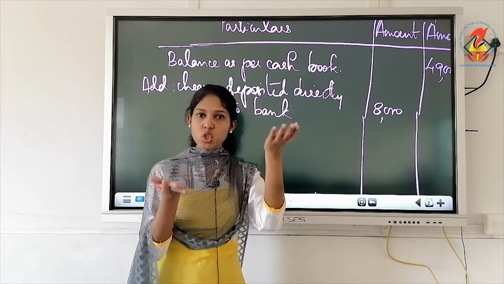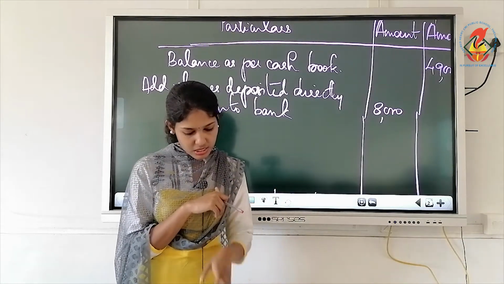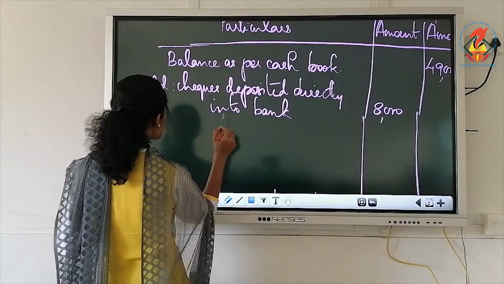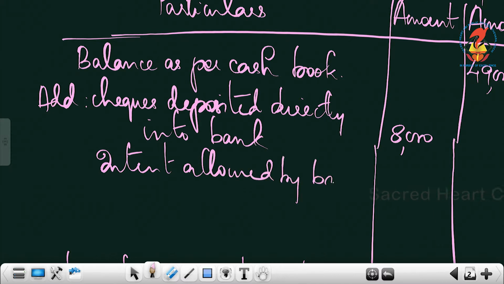There is no change in the cash book. So now we have to add it in the cash book. The amount is 500. So you can write it as interest, no? Bank credited interest. Okay, so you write interest allowed. Interest allowed and interest charged both are different. Interest allowed by bank, the amount is 500.